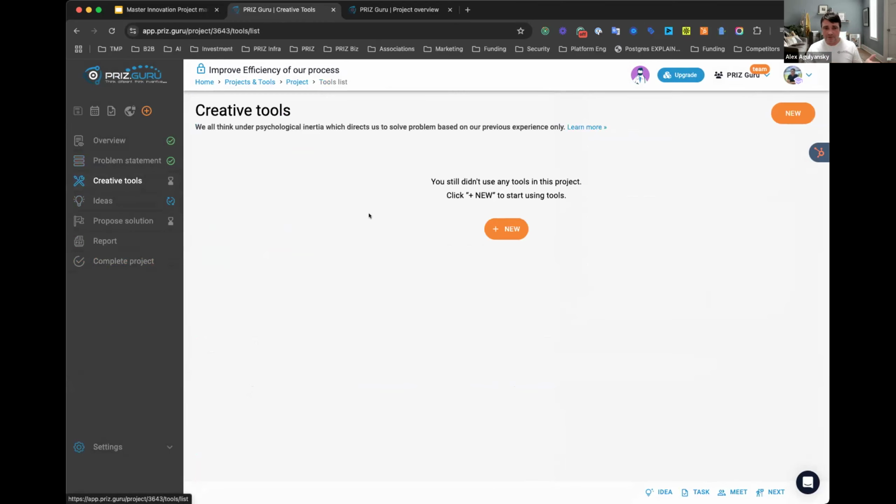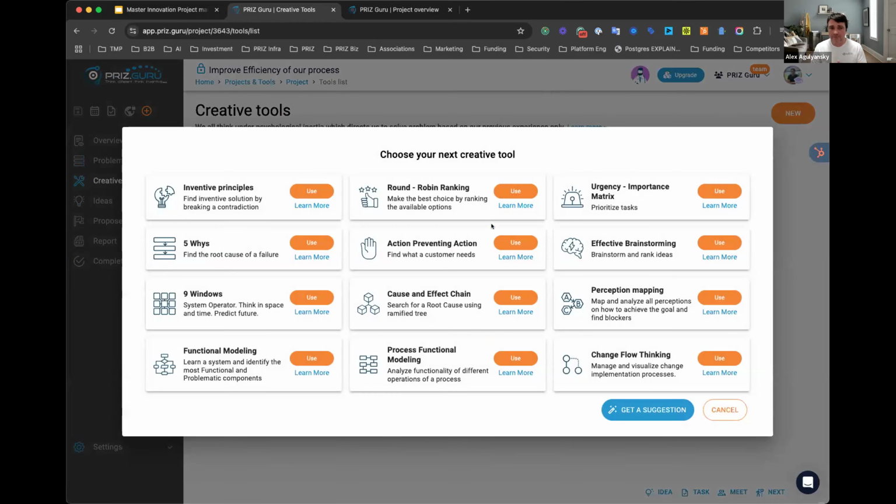So, tools. We have today 12 tools. One of them is not released yet. We're still working on it. It's still in progress. But we have today 12 tools, 11 released. And each and every tool is built for a particular purpose, right?